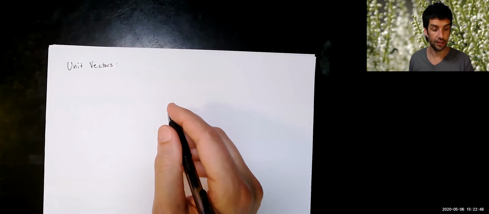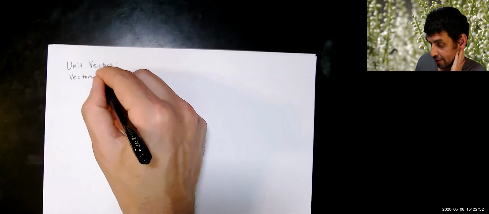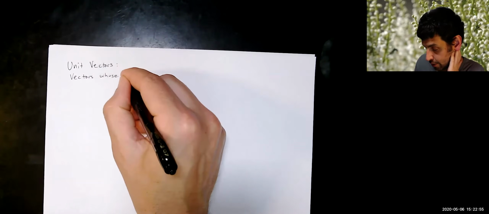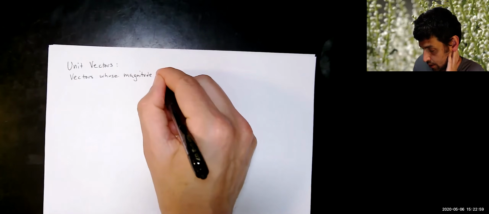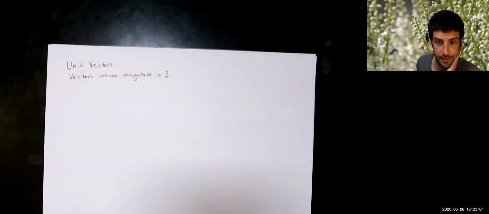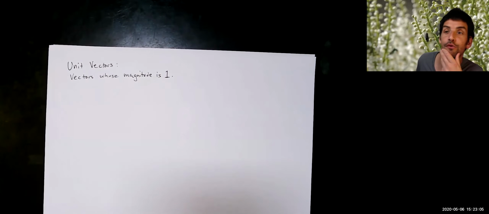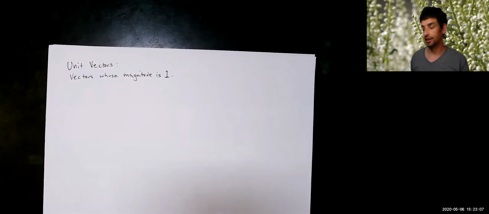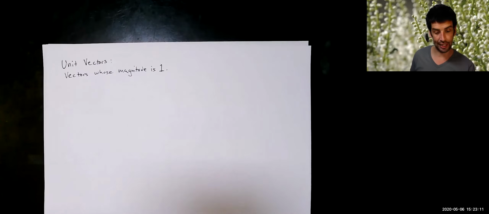It's just vectors, unsurprisingly, whose length or magnitude is 1. Okay. We also like unit vectors for a variety of reasons, and finding unit vectors is going to be a useful tool for us. So let's take a vector and find its unit vector.